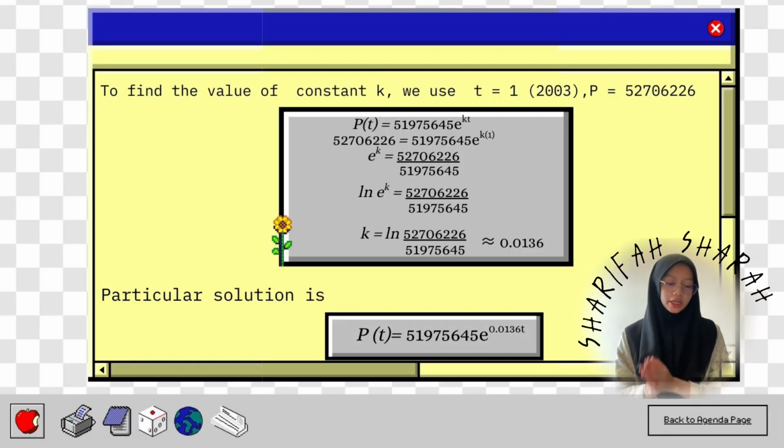Discussion. To predict the population in the future, we need to find the value k first. We use our model P = 519,75645 e^(kt). By substituting the value of t equal to 1, we could obtain that k is approximately equal to 0.0136. The final particular solution then becomes P(t) = 519,75645 e^(0.0136t).